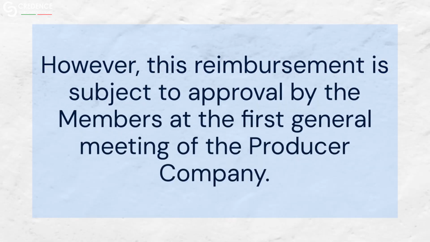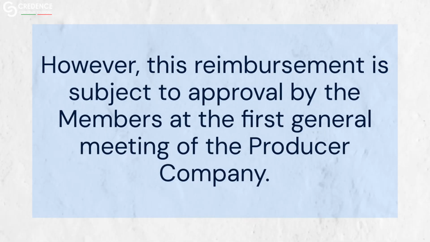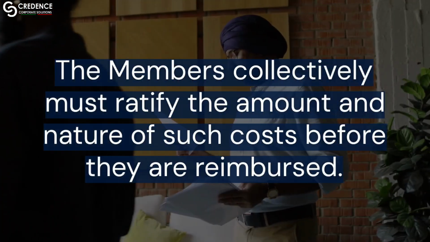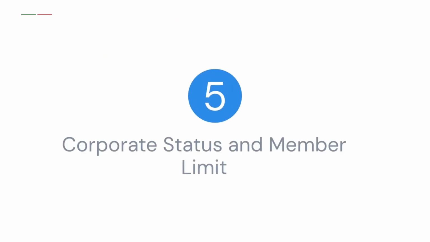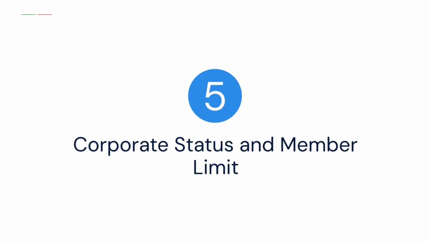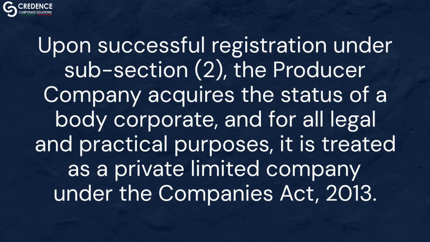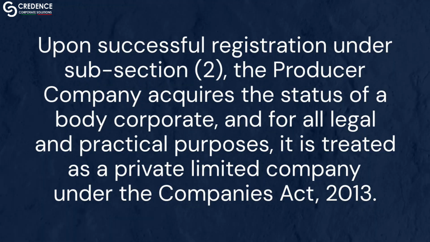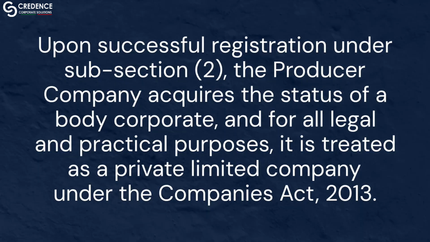However, this reimbursement is subject to approval by the members at the first general meeting of the producer company. The members collectively must ratify the amount and nature of such costs before they are reimbursed. 5. Corporate status and member limit. Upon successful registration under subsection 2, the producer company acquires the status of a body corporate, and for all legal and practical purposes, it is treated as a private limited company under the Companies Act, 2013.